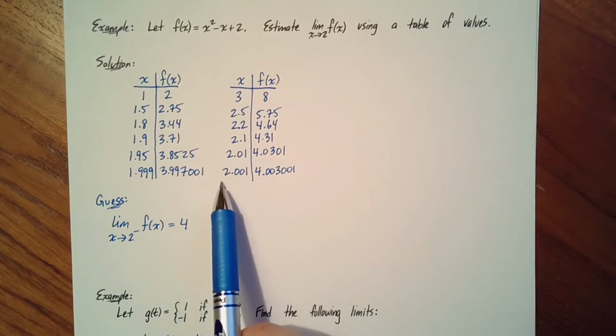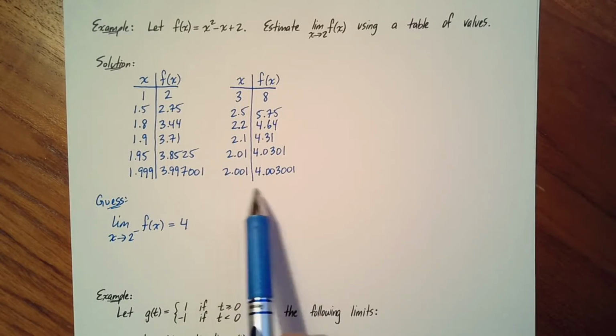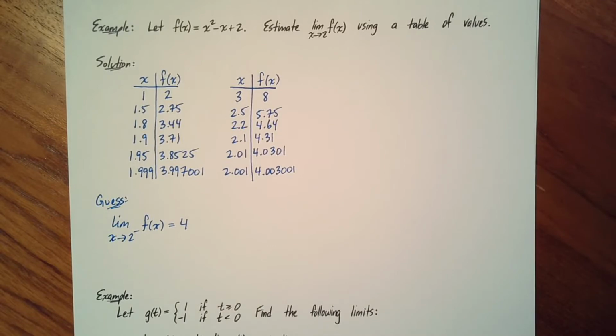And even if I did plug the next number in to be sure, then I might confirm that the next number is even closer to 4. Well, then what about the number after that that's even closer, right? You can always go closer. So no matter how full your table is, you never really know for sure.